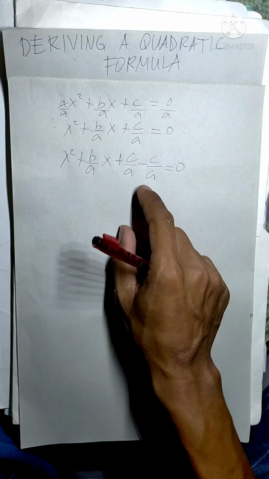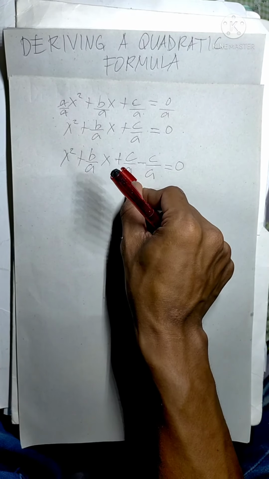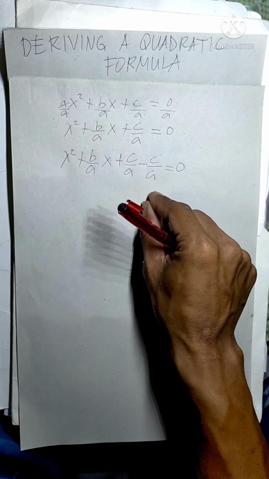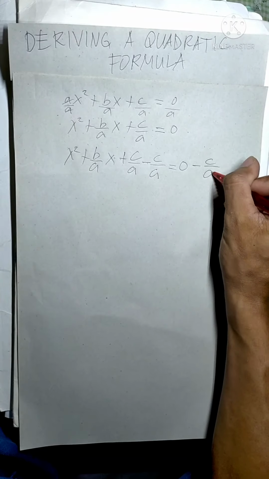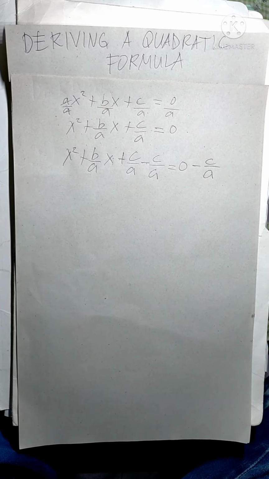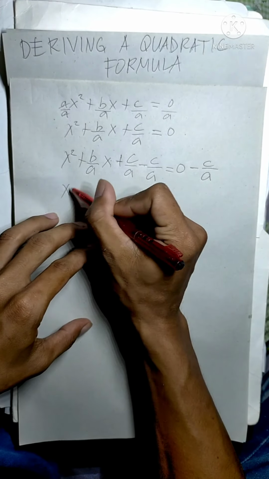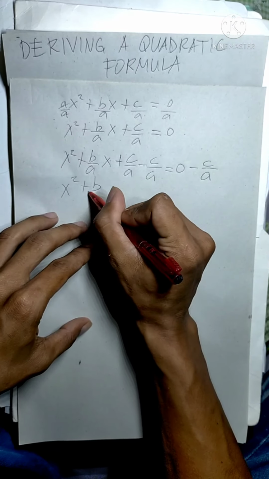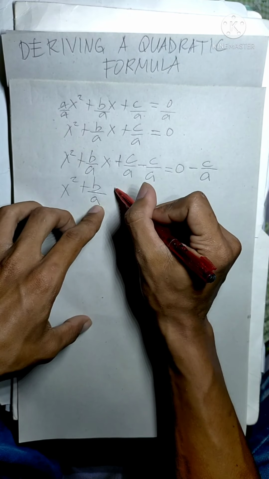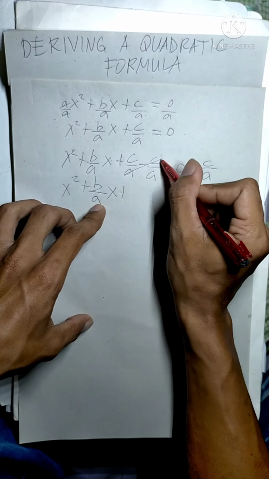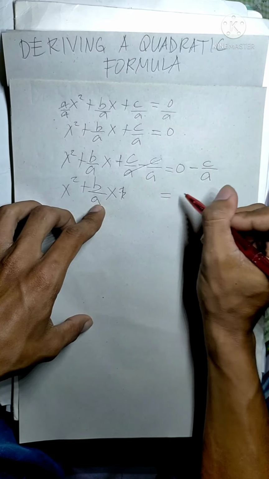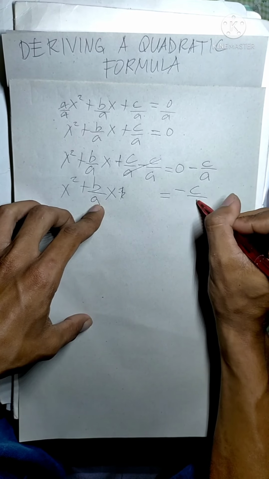Since we subtract on the left side, we should also do the same thing on the right side. So we also have to subtract here. Why? In order to maintain the balance of the equation. Then simplify. So we have x squared plus b over a x equals negative c over a.